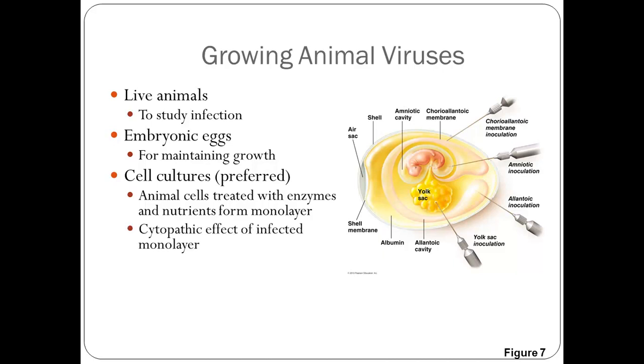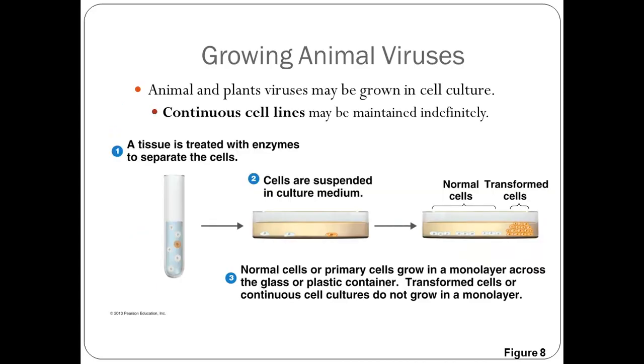From there, we take a look at the cytopathic effect of an infected monolayer. So we're going to infect the monolayer with a virus, and those transformed cells are then going to be infected. No monolayer is going to be formed, but instead a tumor is formed. So we could take a tissue, treat it with enzymes to separate it into cells, and then those cells are grown into monolayers.